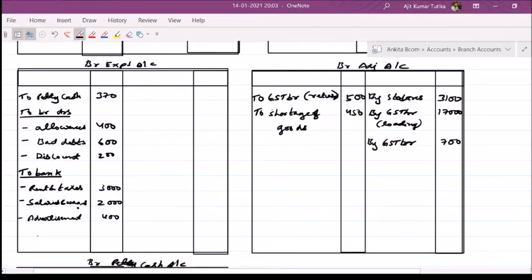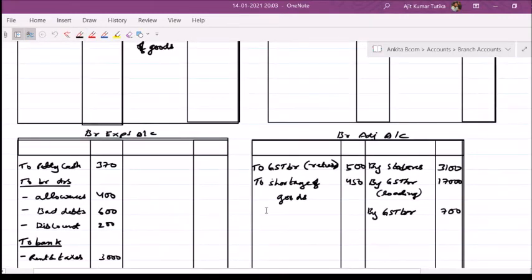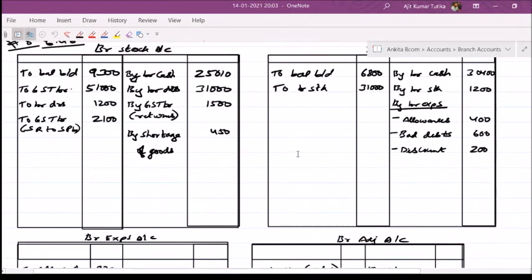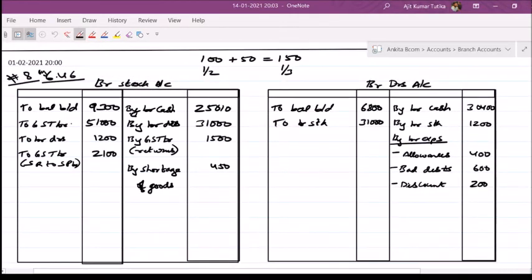Then you have interest charged on overdues of credit customers. Now this is extra money which is received. What we can do, we can go to branch debtors account, and right here write to interest charged, which is 1,000 rupees.